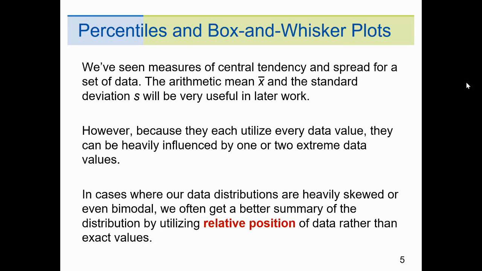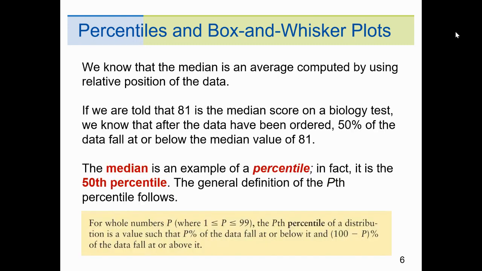We've seen measures of central tendency and the spread of a set of data when we talked about variance and standard deviation. The arithmetic mean X bar and the standard deviation will be very useful in later work. However, because they utilize every data value, they can be heavily influenced by one or two extreme values. In cases where our data distributions are heavily skewed or even bimodal, we often get a better summary of what's going on by using the relative position of the data rather than exact values.